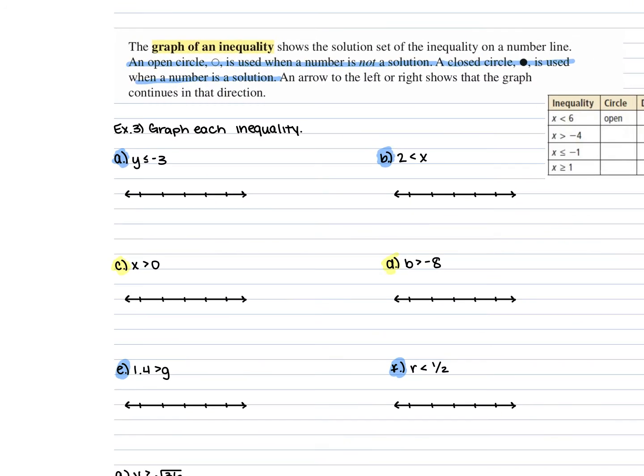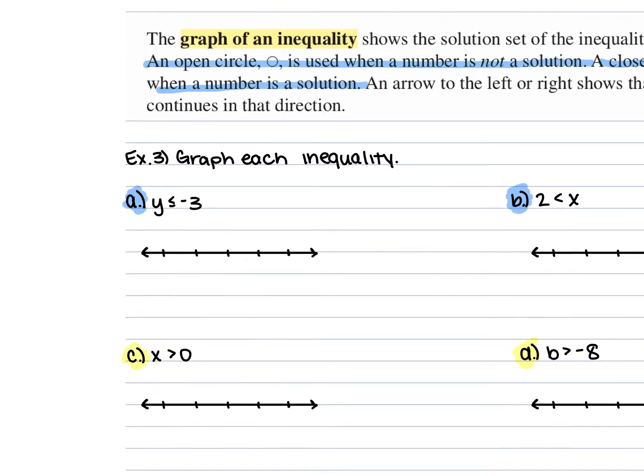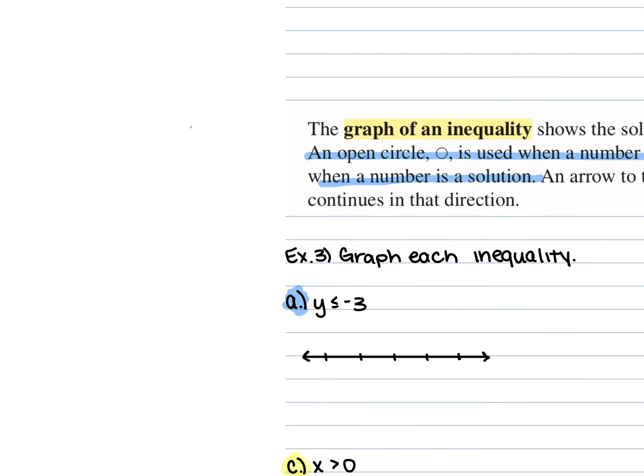This is the last thing that we're doing: we're going to be graphing inequalities, okay? Pay close attention. Anytime you see the two symbols, less than or greater than, that is going to indicate an open circle. Okay? Write this down. Anytime you see the signs less than or equal to, or greater than or equal to, that is going to indicate a closed circle.